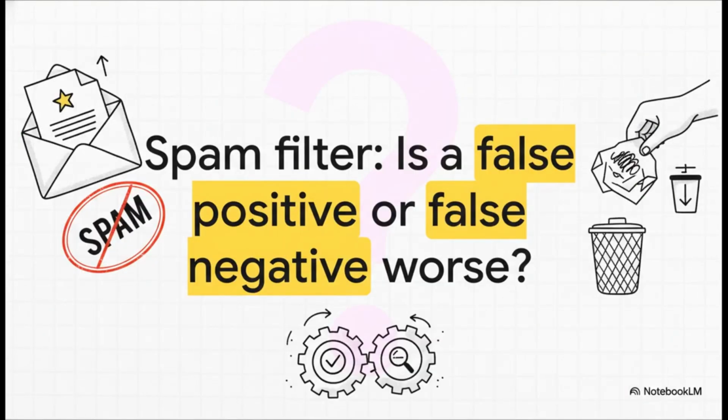And I'll leave you with one final thought to chew on. For that email spam detector, which mistake is worse? A false positive, where you miss out on an important email because it got flagged as spam? Or a false negative, where you just have to deal with one more annoying ad in your inbox? Your answer to that question tells you whether you should be optimizing for precision or for recall. It just goes to show you that picking the right metric isn't just a technical choice, it's a business choice.